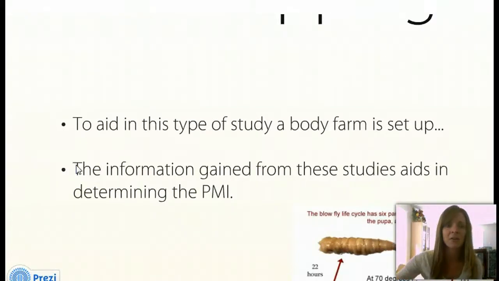Now, to aid in this type of study, a body farm is set up. So when we talk about a study, we're talking about how do we know what happens with the corpse?